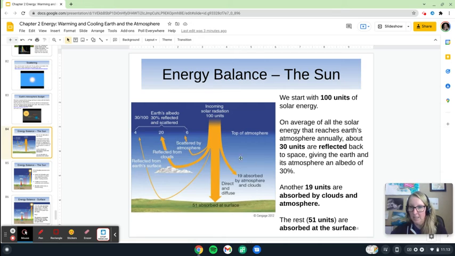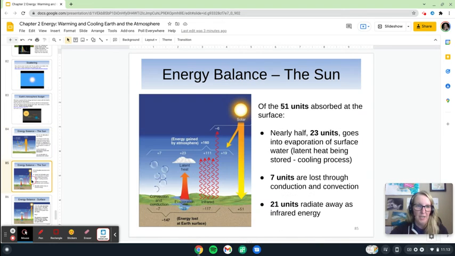Okay, 19 units are absorbed by the atmosphere and clouds. So remember, we said that mostly the atmosphere does not absorb the energy from the sun, but it does absorb a little bit. So 30 are away, and 19 of the units do get absorbed by the atmosphere, which is mostly in the stratosphere and the thermosphere. But there we go. So we're left with 51 of those units that came into the atmosphere from the sun absorbed at the surface. Okay, so only 51 units of that solar radiation make it down to the surface.